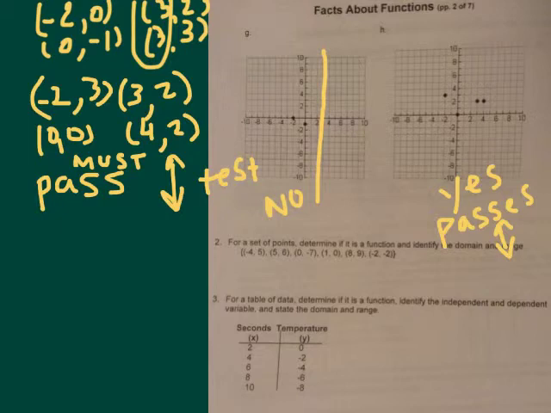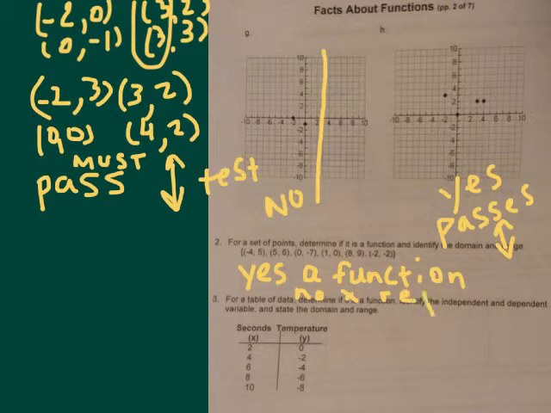On number 2, let's see if it's a function by looking at the domain and range. That's the x and y values. Well, let's look at the domain because it's the x values we don't want to repeat. So we've got a negative 4 here, a 5, a 0, a 1, an 8, and negative 2. Are there any repeating x values? No. So we would say yes, it's a function. There's no repeating x values. No x repeats. That's the easiest way to write that.